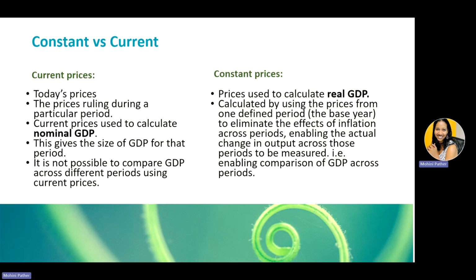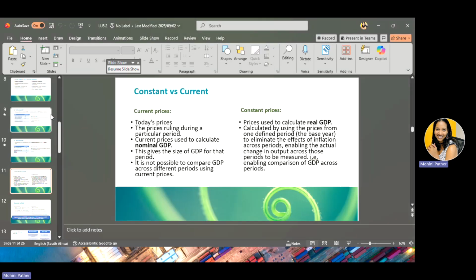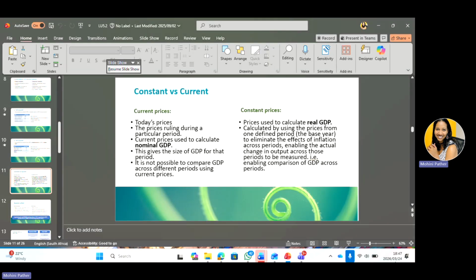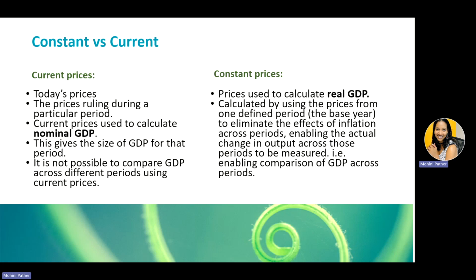Then you have constant and current prices, which is essentially the difference between a nominal GDP and a real GDP. Okay, so at current prices, what we're looking at is GDP using today's prices. That means that the size of our GDP is based on the ruling prices of the day, but real GDP gives you something outside things that can change on a daily basis.